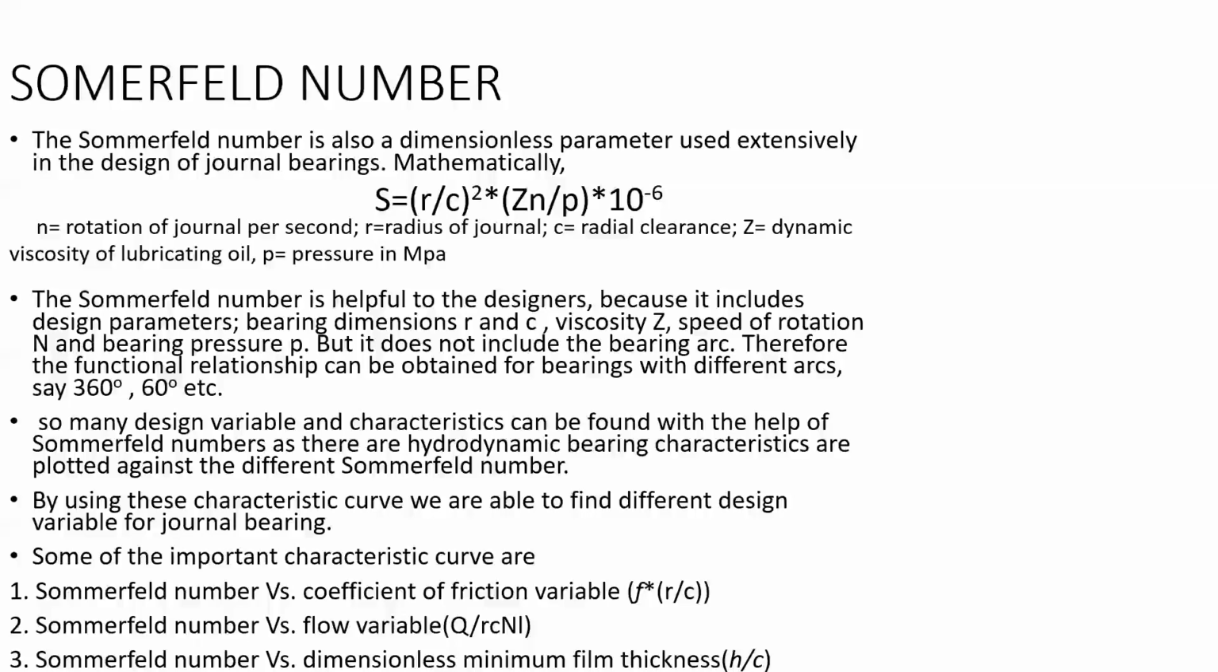And another important curve is the dimensionless minimum film thickness versus Sommerfeld number. This film thickness is made dimensionless by dividing it by the radial clearance value. These three important curves are given in your machine design data book written by Reddy and Mahadevan. So in your book, you can see how these curves are plotted.